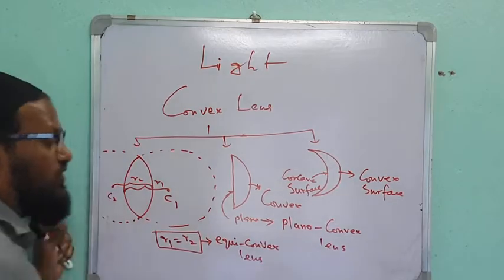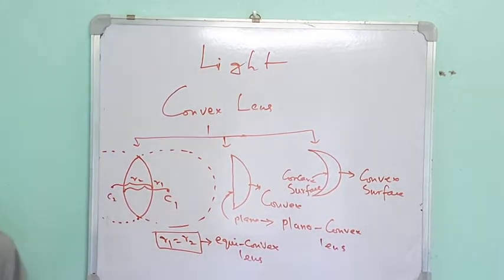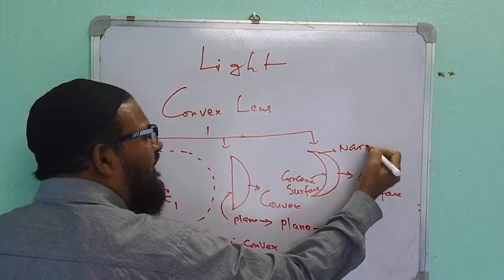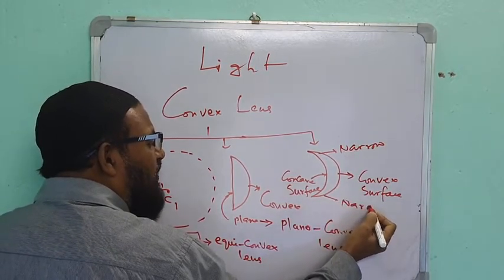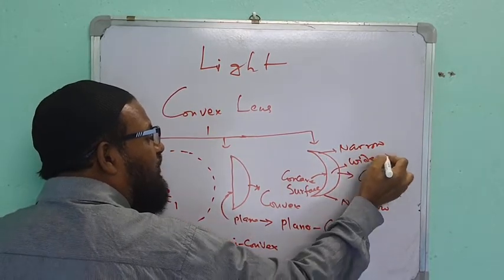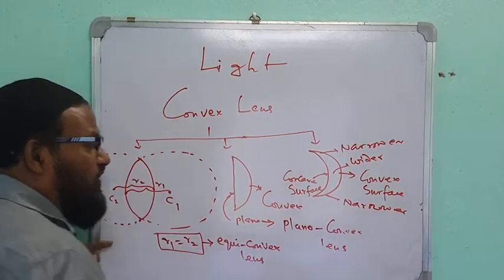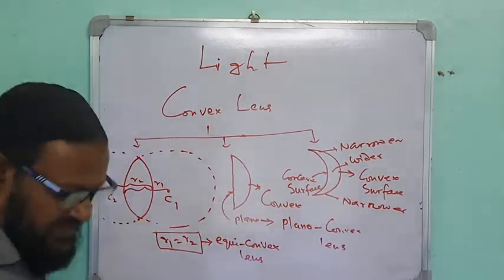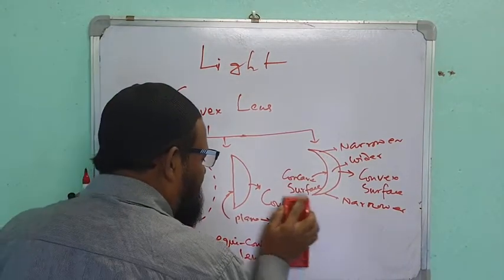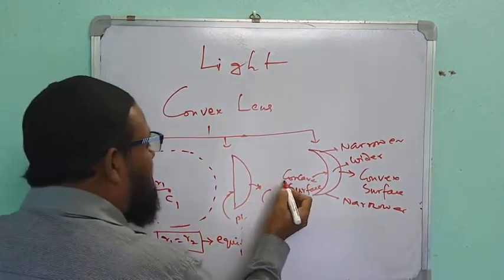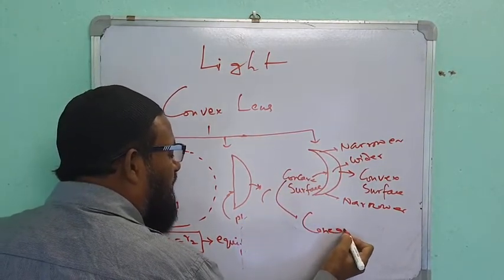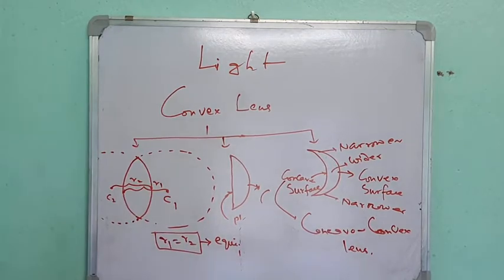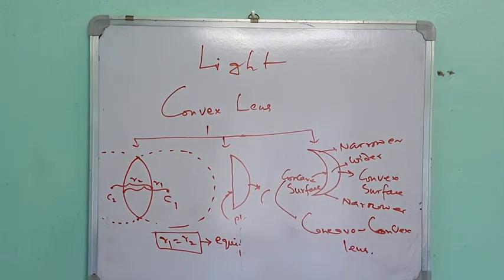Please be careful. Now, ultimately, is it a convex or concave lens? How will you identify? Narrow at the ends, wider at the middle. What is the name? Convex lens. Therefore, this concave should be the adjective. What is the adjective from the word concave? Concavo. Concavo-convex lens. Be careful.